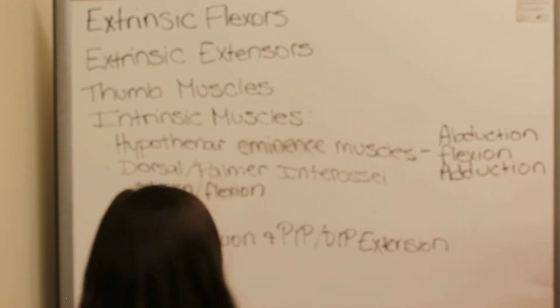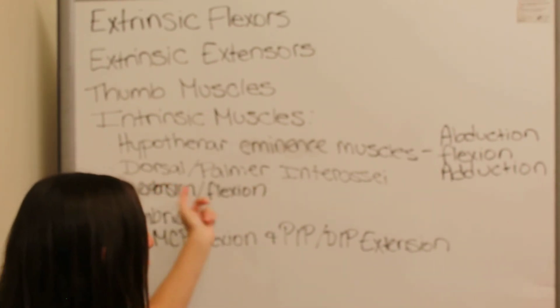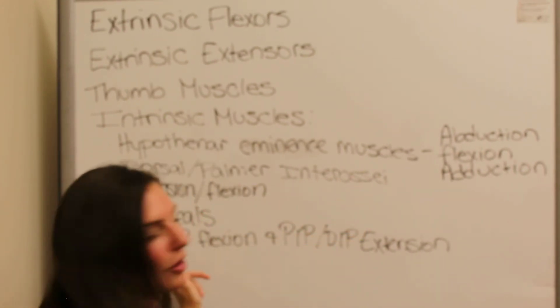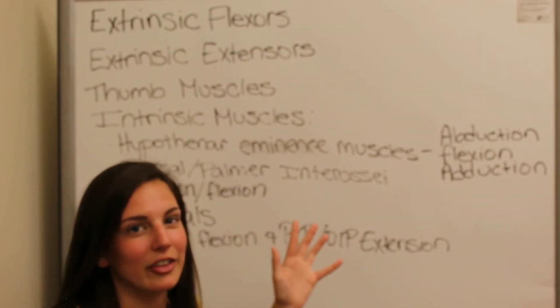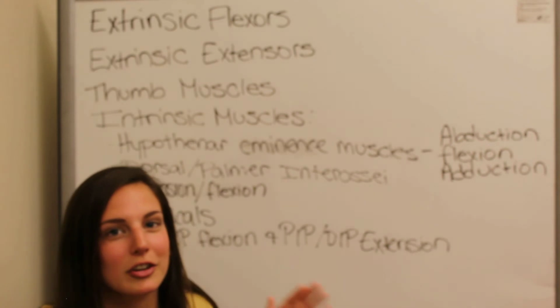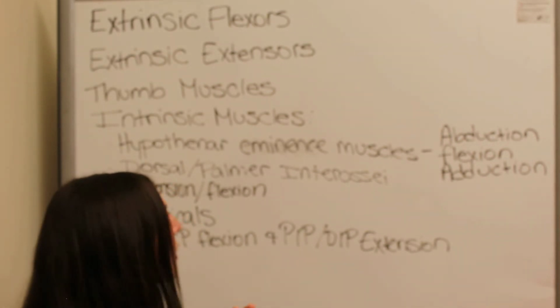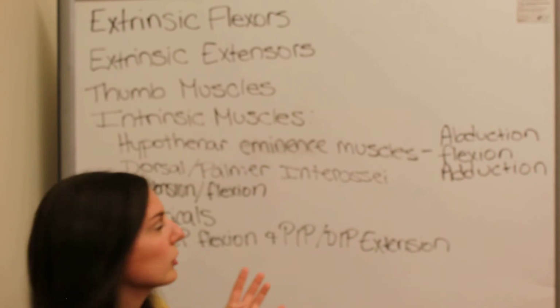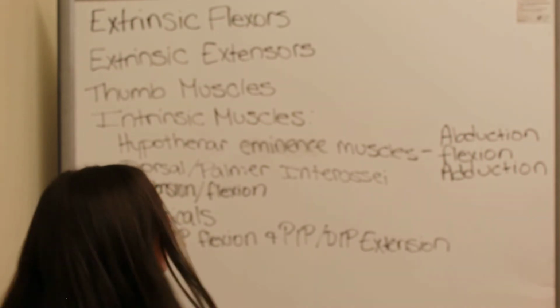Okay, so Colleen, the next 3 groups we have are intrinsic muscles: dorsal and palmar interossei, and lumbricals. For intrinsic muscles, what that means is that all of these muscles originate and insert in the wrist and hand. So there's nothing in the forearm at all for any of these muscles. They're usually pretty small muscles because of this.